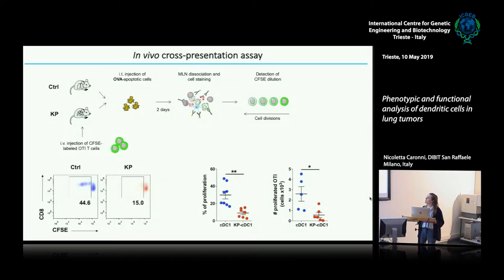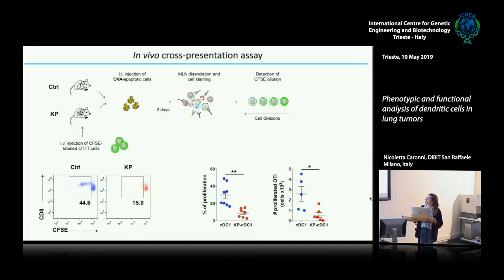For this assay, we need to use a model antigen again, that is always ovalbumin, so we loaded the apoptotic thymocytes with ovalbumin. And we injected them intratracheally in control and KP bearing mice. The day before this, we also injected OT1 T cells. OT1 T cells are specific CD8 T cells that hold a TCR specific for the ovalbumin. And we also stained these cells with CFSE, because CFSE is diluted during cell proliferation. So looking at the FACS, you are able to distinguish the non-proliferating cells, that are the bright green cells, from the proliferating cells that are light green.